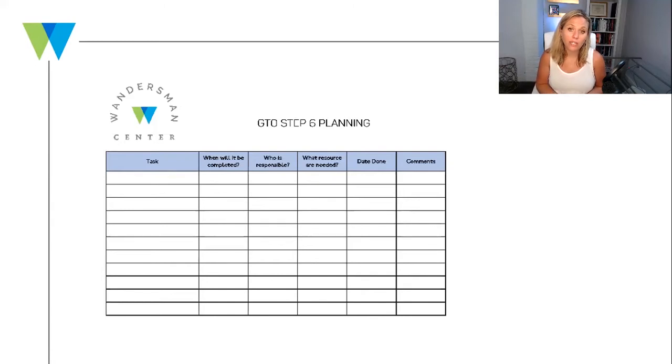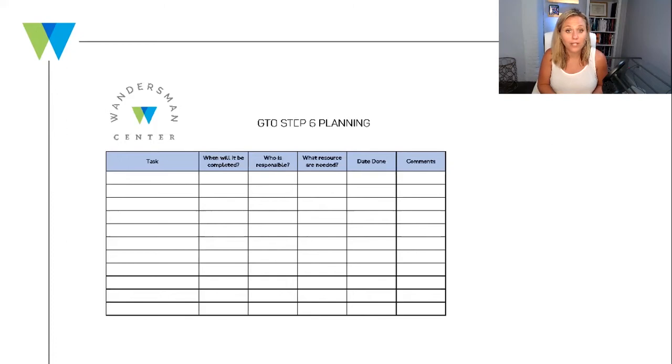So let's say you need materials printed. Well, what do you need in order to print materials? You need the materials to have. So what actual materials are needed to complete this? What are the capacities that are needed to accomplish this task? The last 2 columns are to check off, to be accountable. When did you do each one of these tasks?